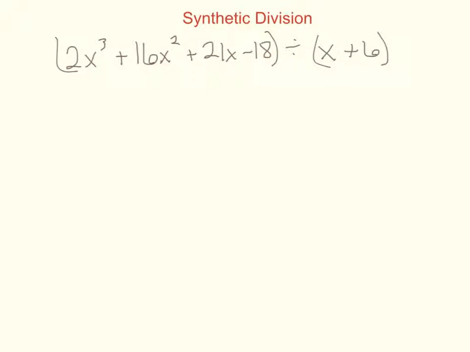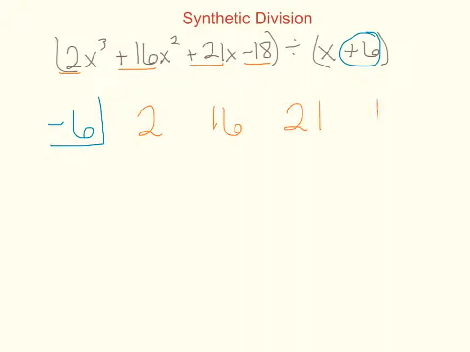Okay, synthetic division is just a shortcut way of doing this. To set it up, we're going to take the opposite of this number, which would be negative 6. And we're going to put it in a little box here. Then you're going to go through here and just take the coefficient of each term. So that would be 2, 16, 21, and negative 18.